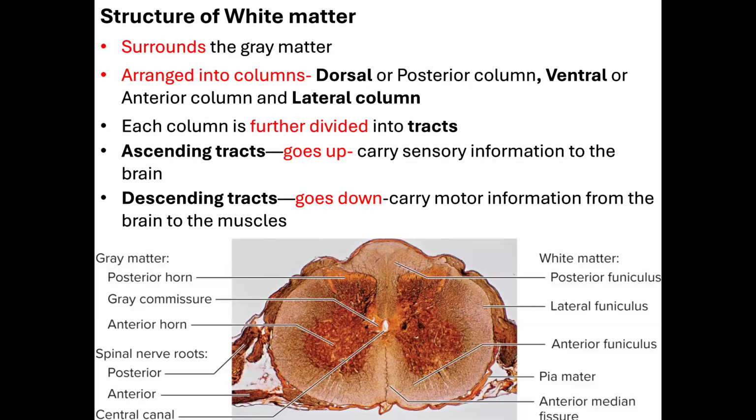And some of the tracts are going up. What are the tracts going up? Sensory or motor? Because they're going to the brain, right? What goes to the brain? Sensory, correct. What goes from the brain out? Motor, right. I want you to get that concept, okay? One is ascending fibers, sensory, descending fibers, motor, okay?